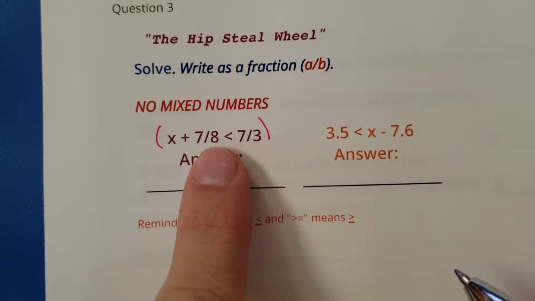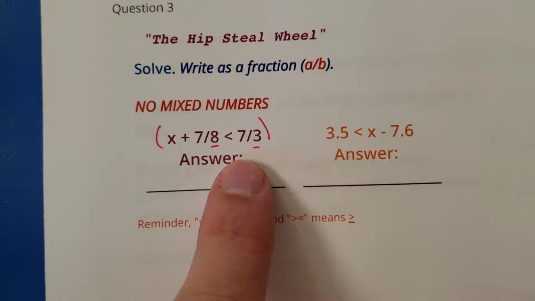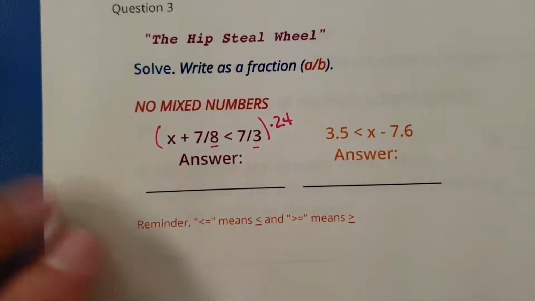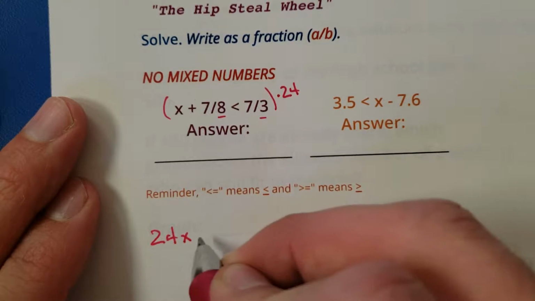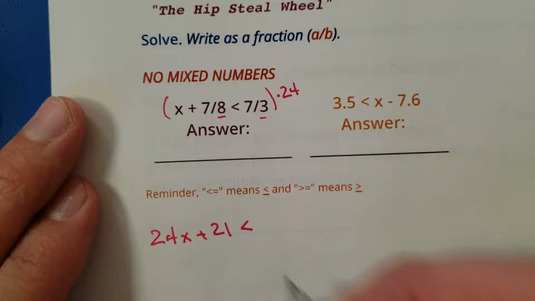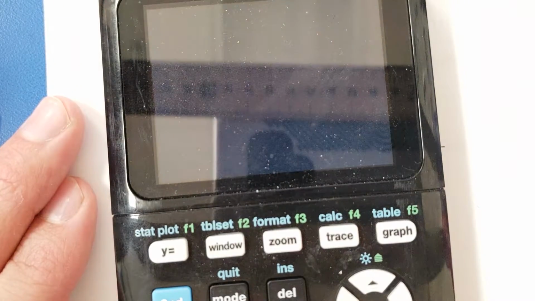What's the first thing that 8 and 3 have in common? The first thing that 8 and 3 have in common is 24. So if I take everything times 24, look what I get. I'm going to have 24x plus 21, which is going to be less than, let's see, how do I take 7/3 times 24? I don't know.